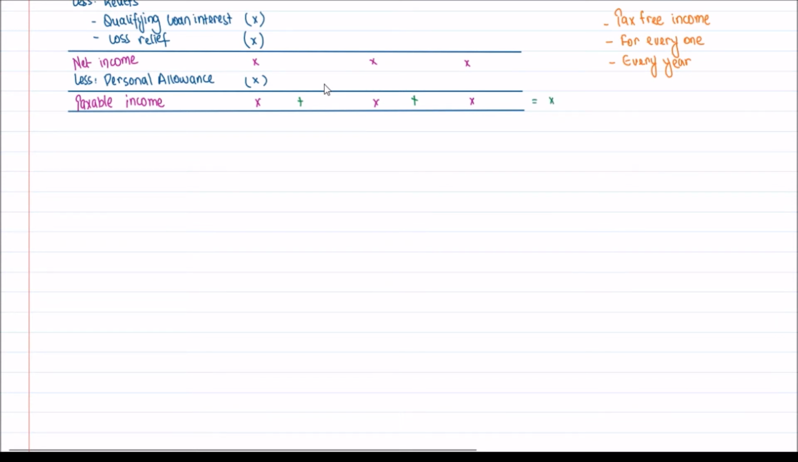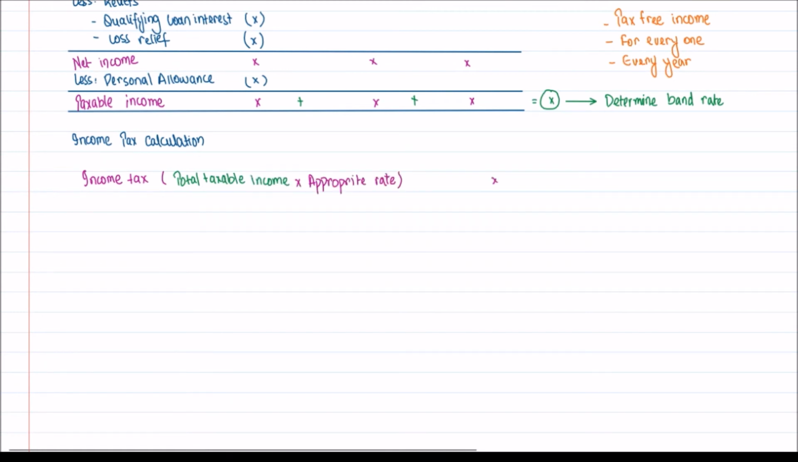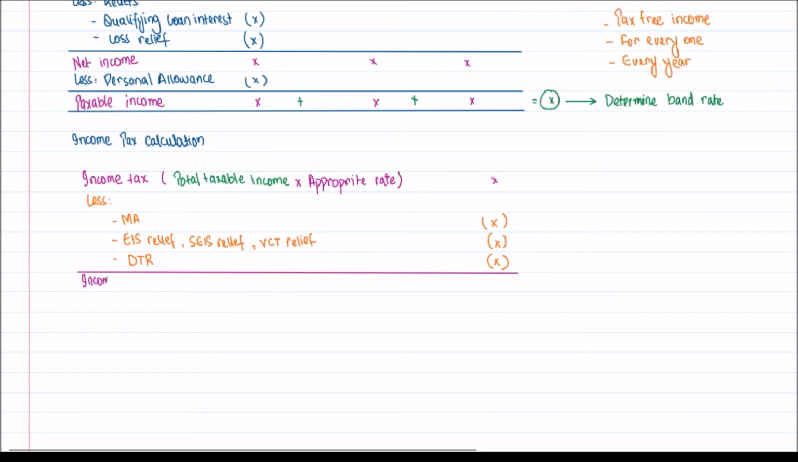Total taxable income. Now this income is used to determine the tax band rates, whether the individual is a basic rate, higher rate or additional rate taxpayer. Once decided, those rates will be applied to calculate income tax. From income tax, there are certain things which need to be deducted to arrive at income tax liability, like marriage allowance, enterprise investment scheme relief, seed enterprise investment scheme relief, and venture capital trust. Double taxation relief. By the way, all these things too will be covered in our future videos. Now that's our income tax liability.